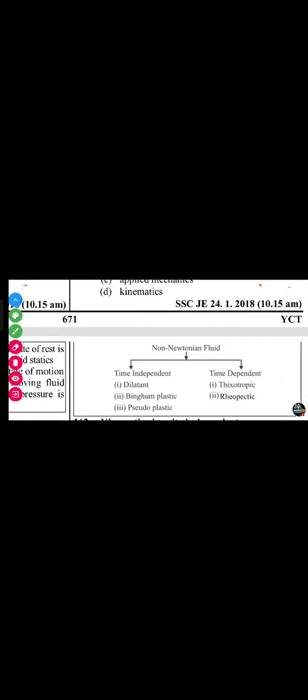Non-Newtonian fluid is divided into two categories: time independent and time dependent. Time independent are dilatant, Bingham plastic, and also pseudoplastic fluid. And time dependent are thixotropic and rheopectic fluids.